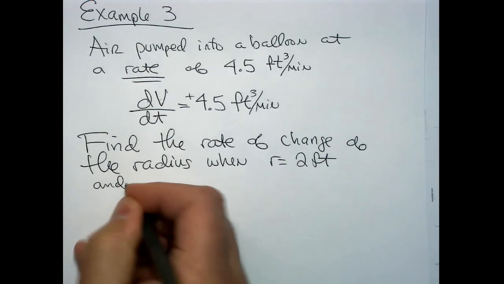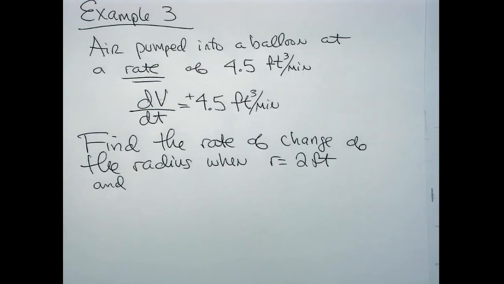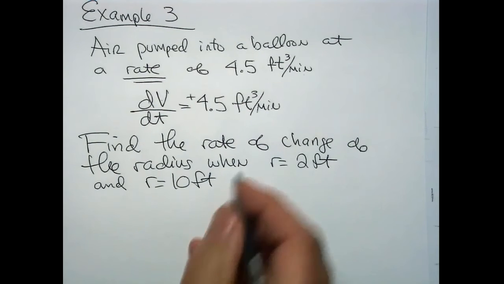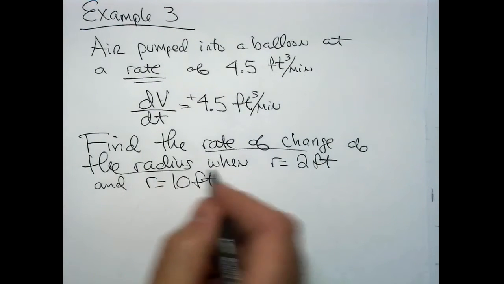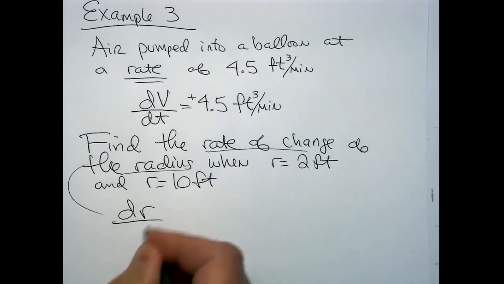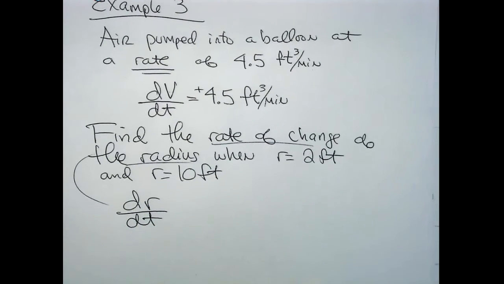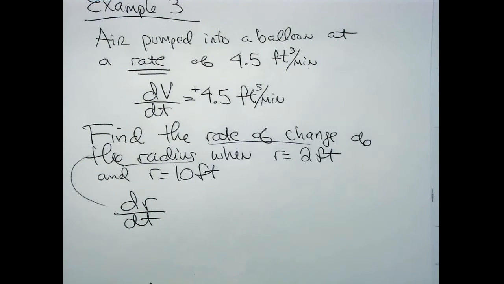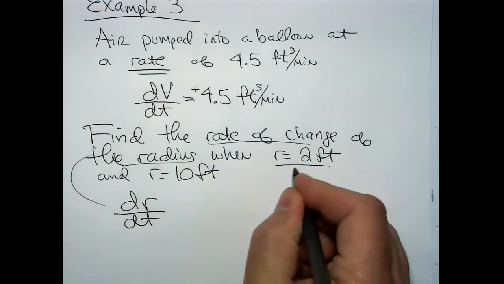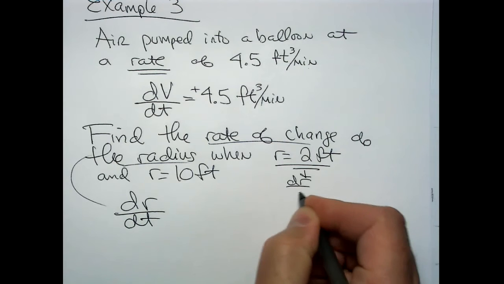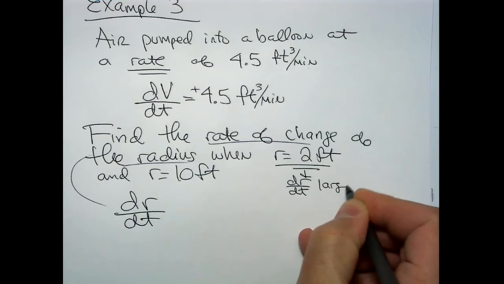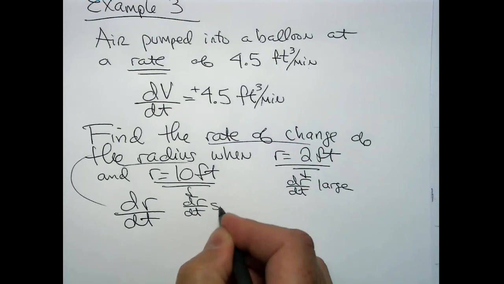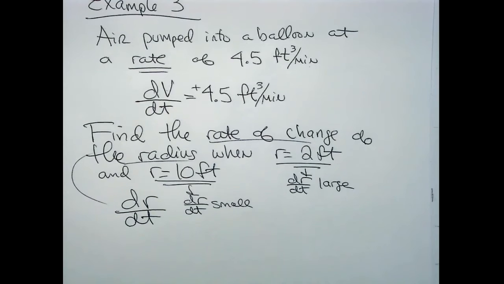And let's also do another one when the radius is 10 feet. Okay, first of all, rate of change of radius. What is that? That is dr/dt. That's what I need. So dr/dt is what we're looking for, the speed at which the radius is increasing or growing. Here, I think we expect dr/dt to be large. And here, I think we expect dr/dt to be small, based on our perception of blowing up that balloon.